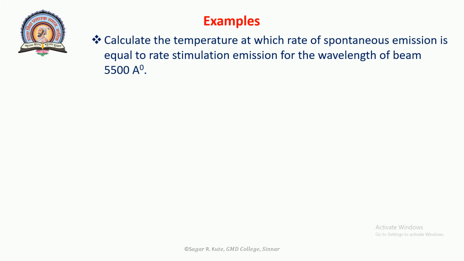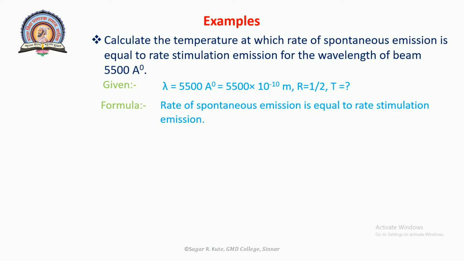First example, calculate the temperature at which rate of spontaneous emission is equal to rate of stimulated emission for the wavelength of beam is 5500 angstrom. Now in this numerical, given is lambda is equal to 5500 angstrom, that is 5500 into 10 raised to minus 10 meter. R is equal to 1 by 2 and we will calculate temperature.